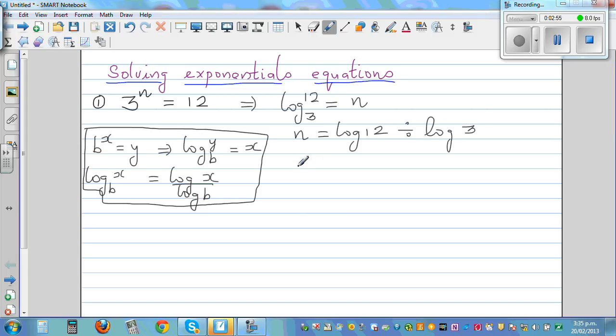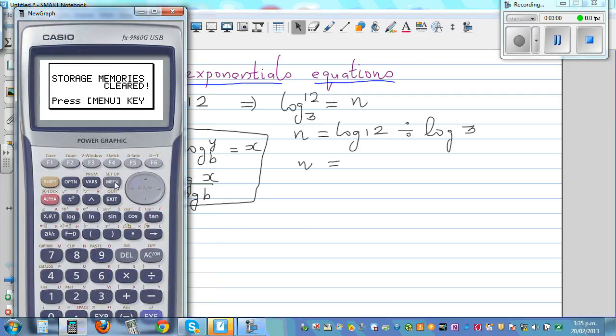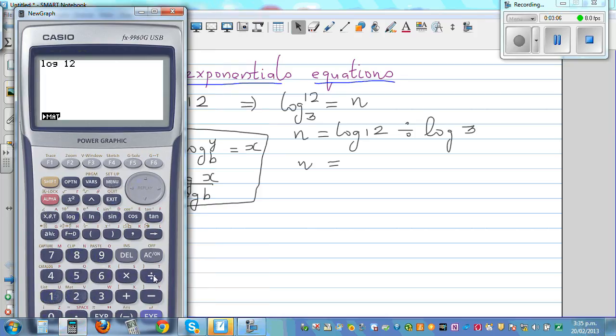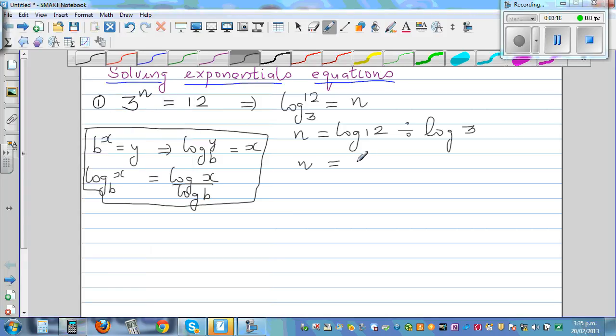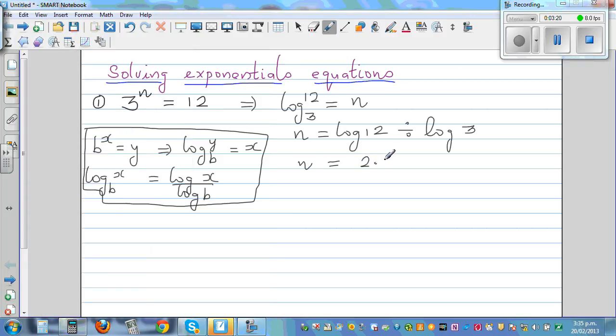Okay, so let me use a calculator. Log of 12 divided by log of 3. Menu, run, log of 12 divided by log of 3 gives you, it should be between 2 and 3. So it's 2.26, the whole thing. So I'll write 2.26, and I'm rounding this to 2 dp.